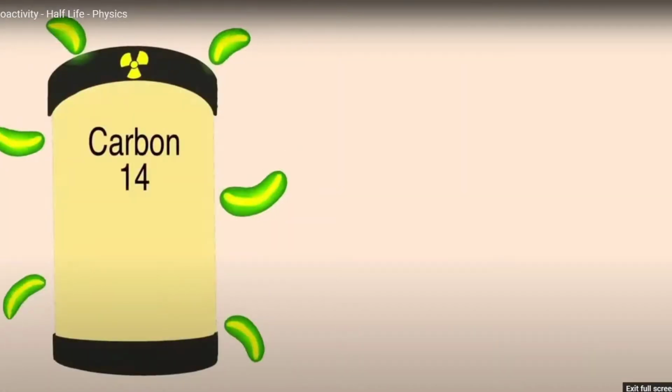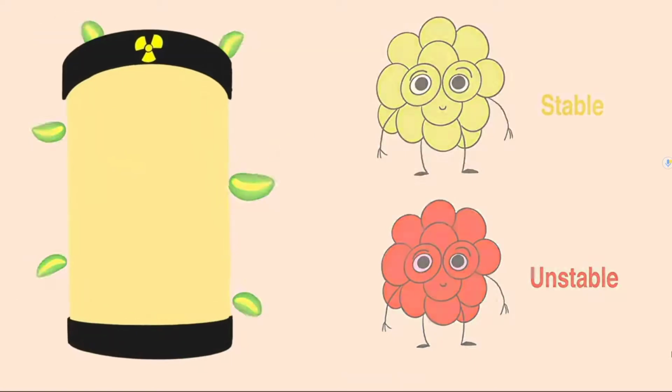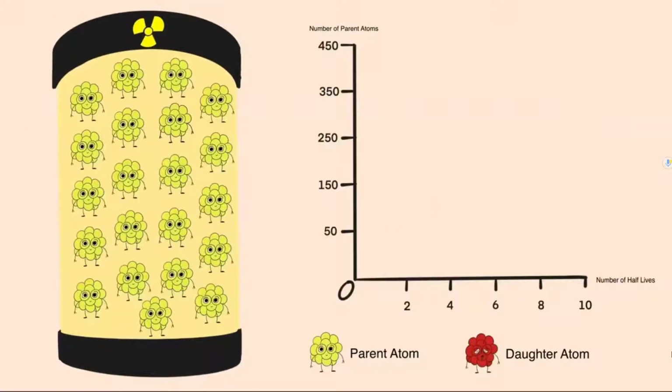Let's look at carbon-14, and we'll represent the unstable nuclei as red and the stable nuclei as yellow. So carbon-14 has a half-life of about 5,700 years. So at time equals 0, all the atoms are unstable.